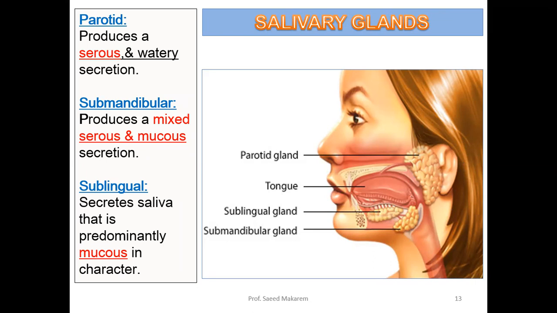Some are serous, some are mucus, and some are mixed. So the parotid gland is a serous gland, and its secretion will be a watery secretion. Submandibular gland, we'll go to the sublingual first. Sublingual gland secretes saliva that is predominantly mucus. So parotid gland is serous in nature, and the sublingual gland will be mucus in secretion. But the submandibular is a mixed gland with both serous as well as mucus secretion.